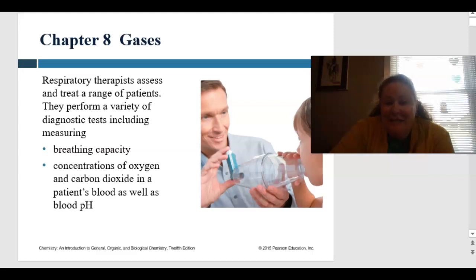Talking about chapter 8, we get to talk about gases. And this is really cool because if you're going into respiratory therapy, or if you've ever had asthma, or have friends that have asthma, we actually get to see the barometers and what the different gas concentrations mean and how they're measured. So respiratory therapists assess and treat a range of patients. They perform a variety of different diagnostic testing, including measuring the breathing capacity and the concentrations of oxygen and carbon dioxide in the patient's blood, as well as the pH of the blood.